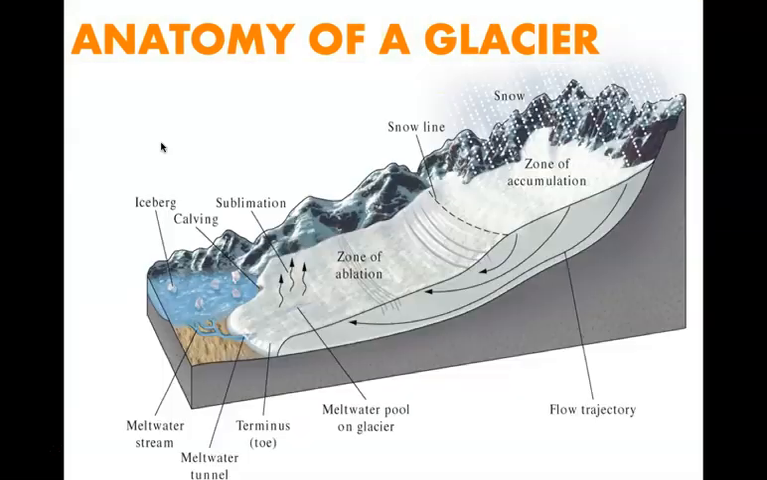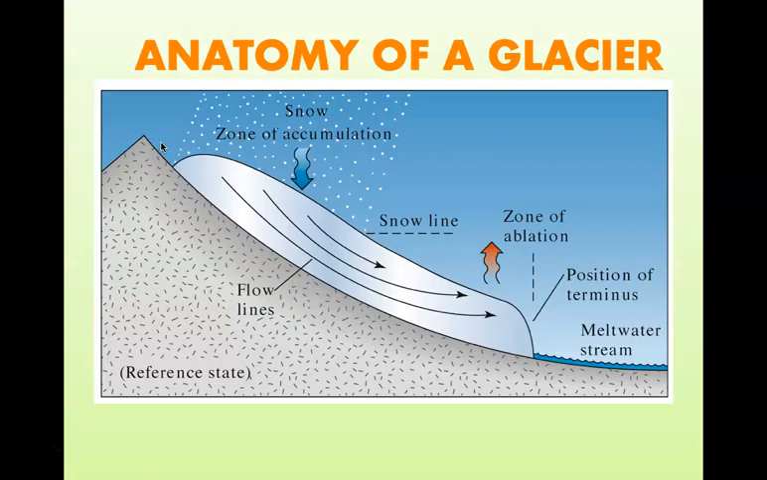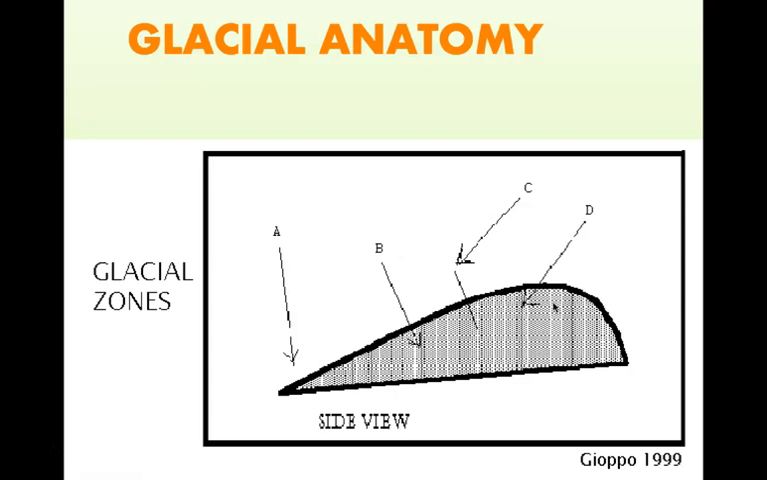So here's another view, pretty much the same view, I guess, but another diagram. This one's closer to my diagram, which you'll see in a moment. Zone of accumulation, snow line, zone of ablation or wastage, and terminus. And there's my lovely slug of a diagram. All right. Zone of accumulation, snow line or firn line, zone of ablation or wastage, terminus. Got it? Got it.